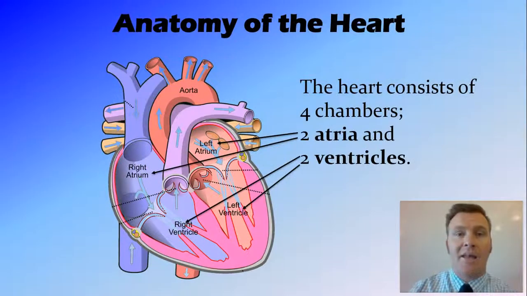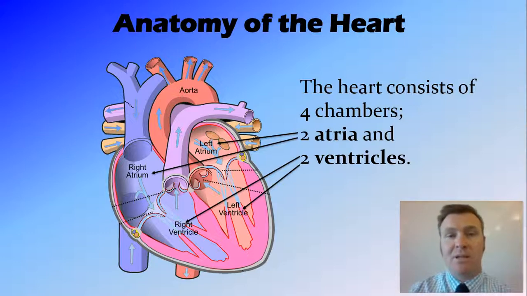We'll now look at some of the anatomy of the heart, which sounds like a My Chemical Romance song. Now it's split into 4 chambers. So we have 2 atria on top, the left atrium and the right atrium. These are singular atrium, plural atria. And we have 2 ventricles on the bottom, the left ventricle and the right ventricle.